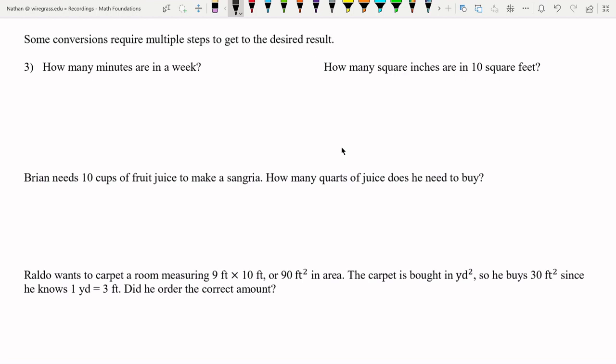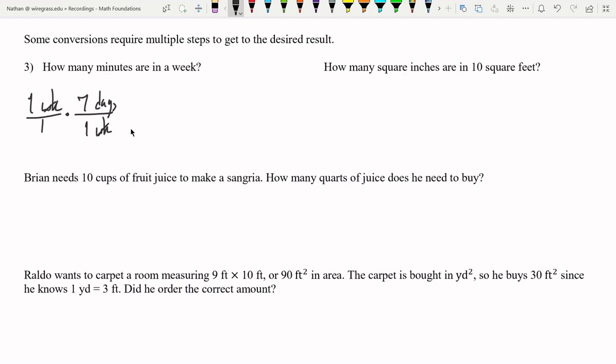I don't know a direct conversion between minutes and weeks, but I do know a conversion from weeks to days, days to hours, and hours to minutes. So we're going to start with 1 week. I'm going to multiply it by the unity fraction. There are 7 days in a week. So there's 7 days per week. Okay, weeks cancel. That's what we want.